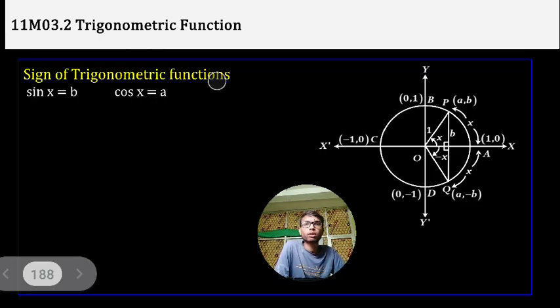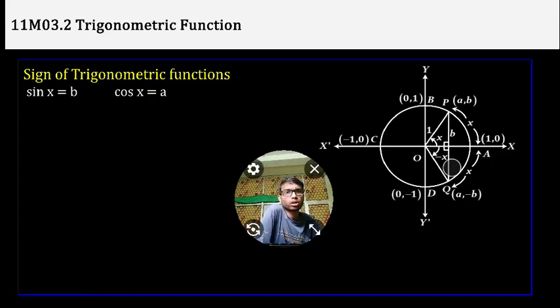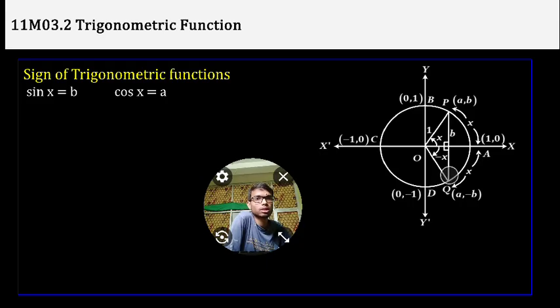Sign of trigonometric functions. Here we have sin x equal to b, and cosec x equal to a. The value of this is this much, and the value of this is this much. What are we observing here? Just opposite of this is the same, but this is negative and this is positive. The x is positive, but this angle is negative. This is what we are observing in this case.